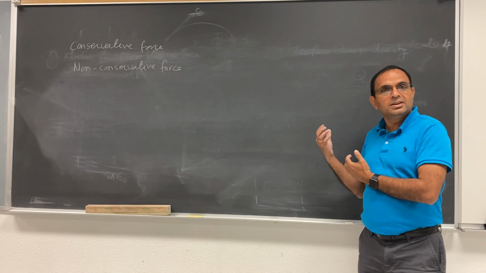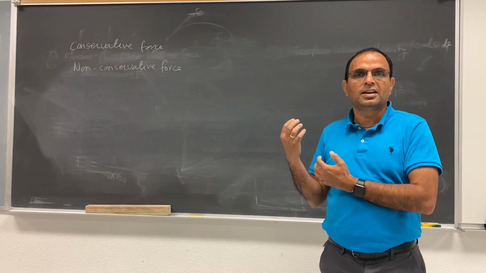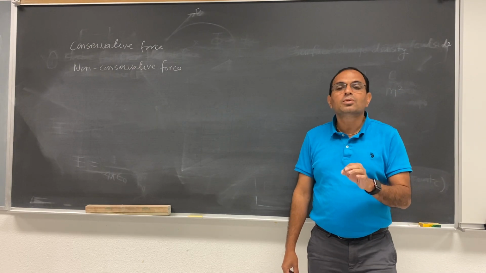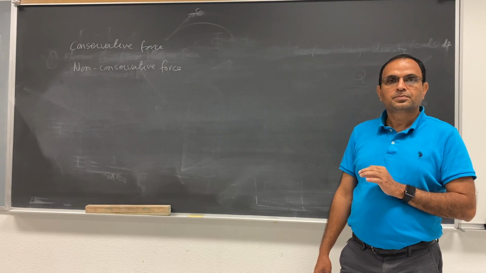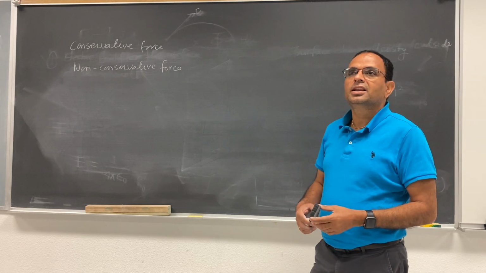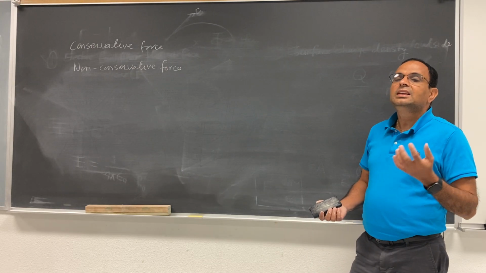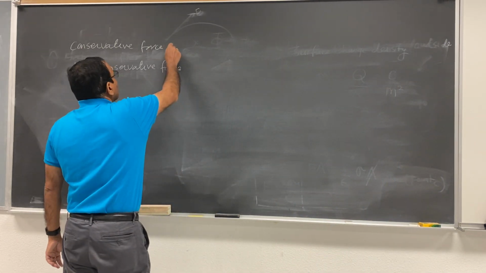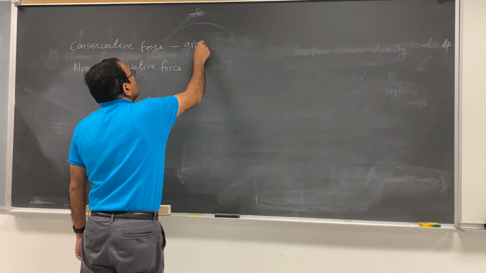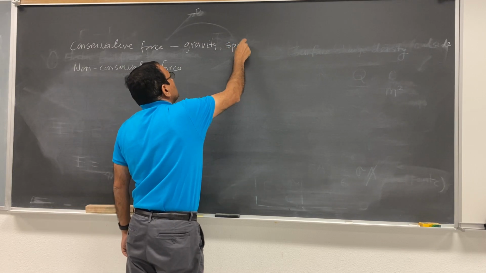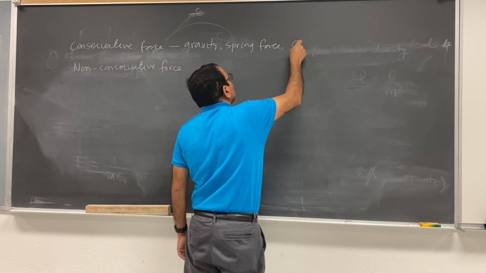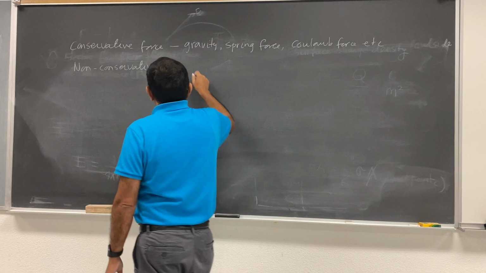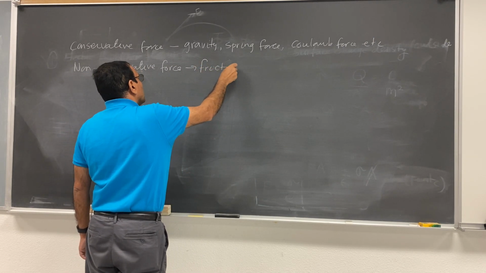Now here in chapter 17, we have to talk about the electrostatic potential energy. Electrostatic force or Coulomb force is a conservative force. That is why we have an electrostatic potential energy. And what do you know about potential energy? It is energy due to the position of an object. Conservative forces are gravity, spring force, and Coulomb force. For non-conservative force, you can simply write friction.